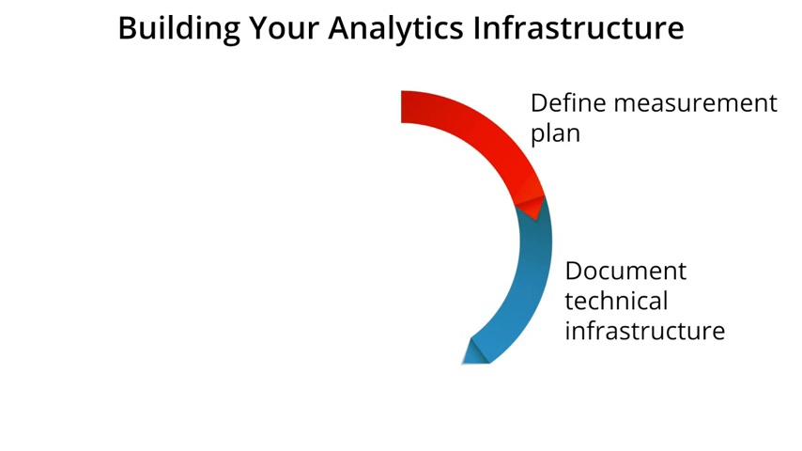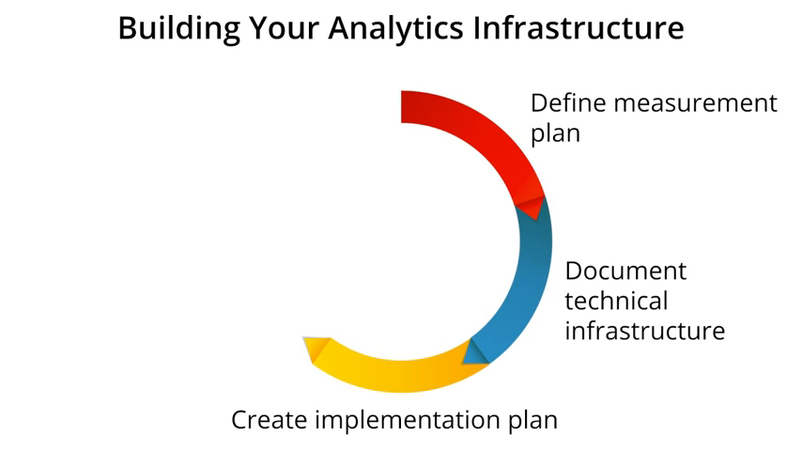After defining your business needs and documenting the technical environment of your business, the next step is creating an implementation plan that is specific to the analytics tool that you're using. For Google Analytics, this means defining the code snippets and specific product features that you'll need in order to track the data defined in your measurement plan.